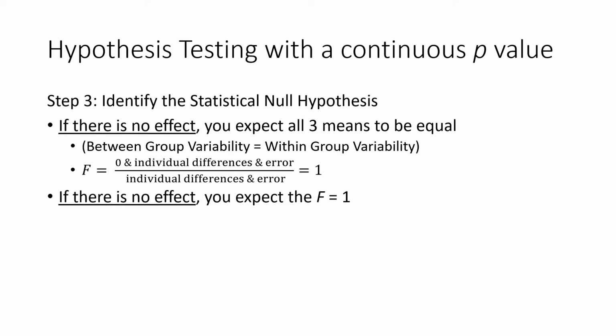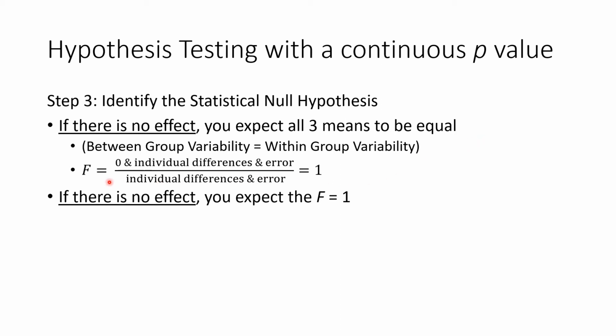The next step is to identify the statistical null hypothesis. In this case, we're saying that all 3 sample means are going to be equal to each other if the null is true. Another way of saying that is that the between group variability, the number generated by combining all of the variability from individual differences, measurement error, and the treatment effect, is about the same as the within group variability, which is just individual differences and measurement error. Again, we're basically saying that the treatment is creating no variability.